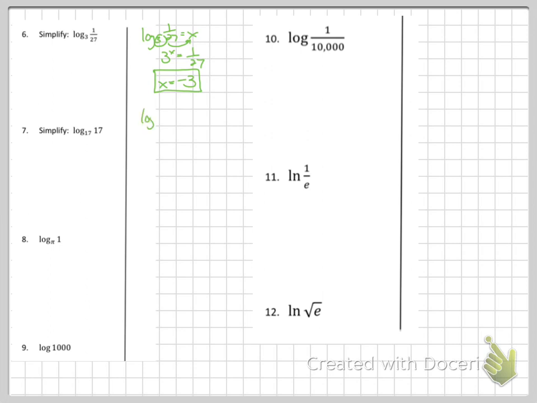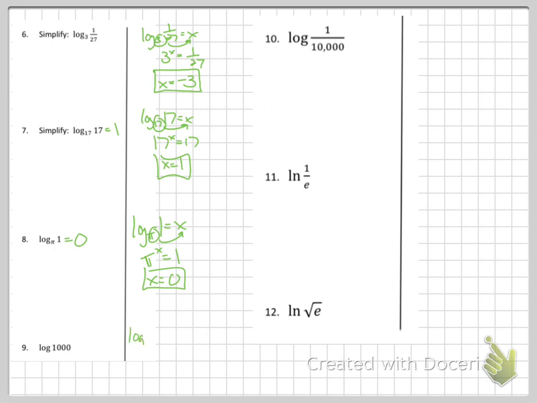I'll write it out, but again, hopefully you can just answer these. 17 to what power equals 17? x must be 1, and that was one of our facts, right? When the base and the value match, the answer is just 1. Pi to what power equals 1? The power has to be 0. Anything raised to the 0 power is 1. That was also one of our facts.